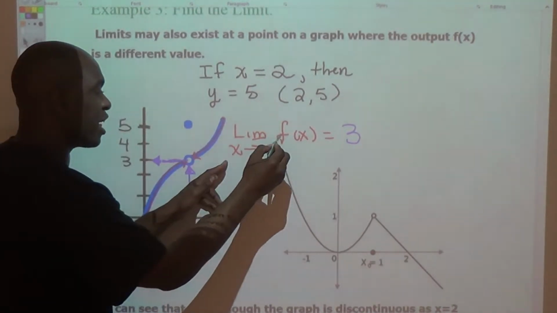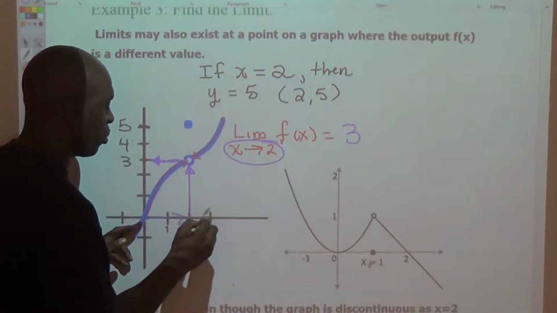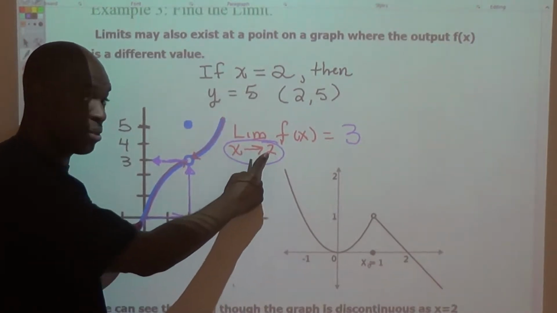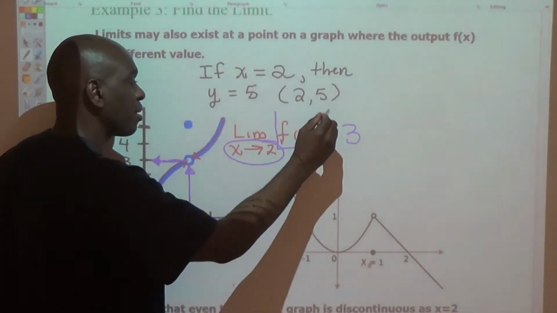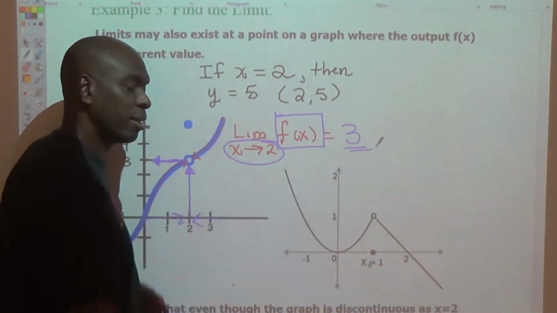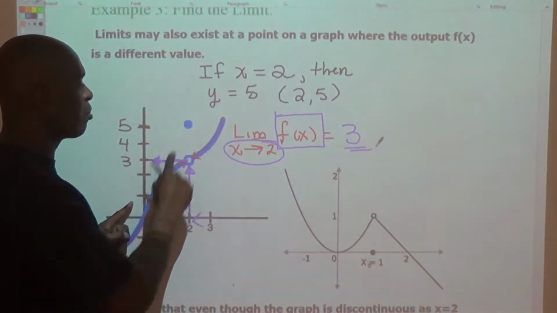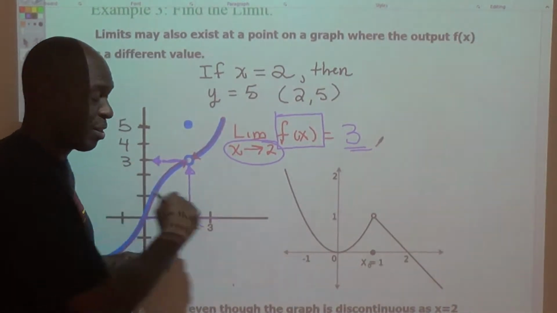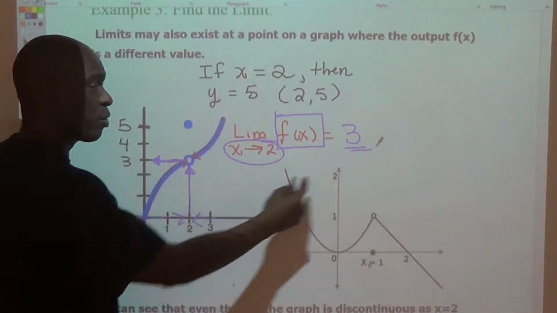So as x gets close to 2, as we approach 2 on the x-axis, the function f of x approaches 3. It makes sense. This graph here does not approach 5. The graph as x approaches 2 approaches 3. So the answer is 3.